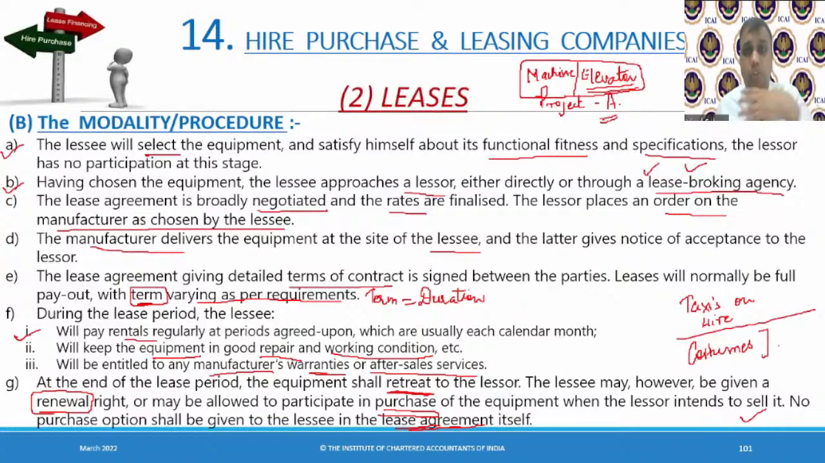And I have chosen the equipment. I've researched online, I've seen somewhere else. I chose my equipment. And through a lease broking agency, I approach some machinery manufacturer or a person who trades in such heavy machinery. He'll say, I'll purchase the asset on your behalf. I'll get the asset manufactured on your behalf and give it to you on lease. Okay, lease is the best example.